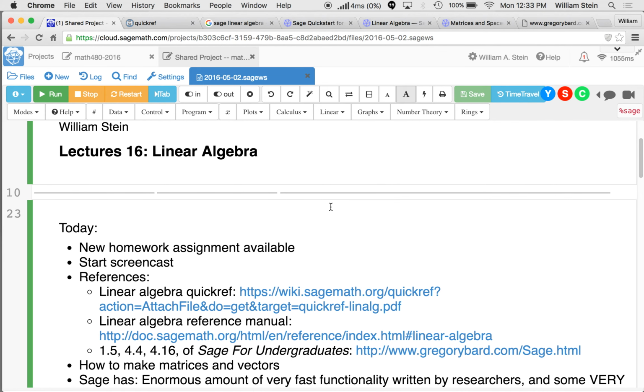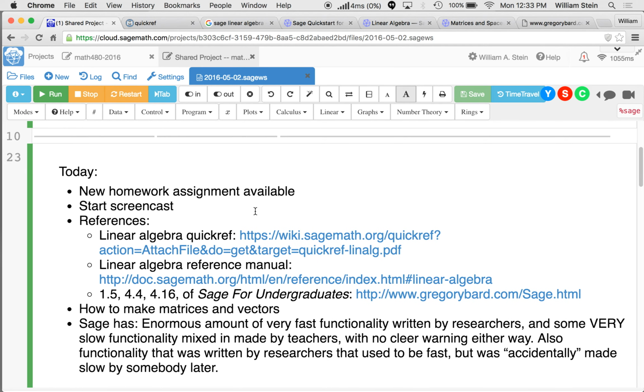Okay, any questions before we get going today? Okay, so first, as usual, there's a new homework available, and it's about linear algebra. There are 6 problems, and you can look at all of them right now, and they're just problems.